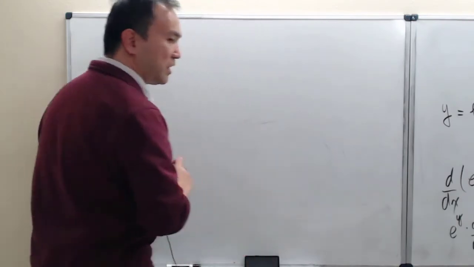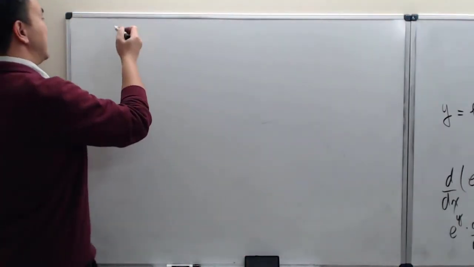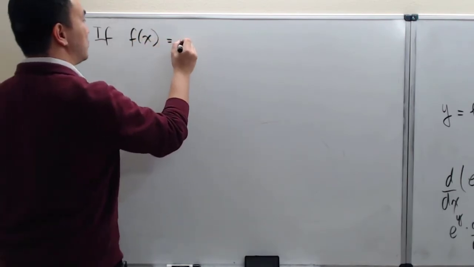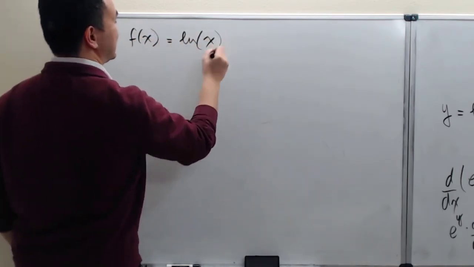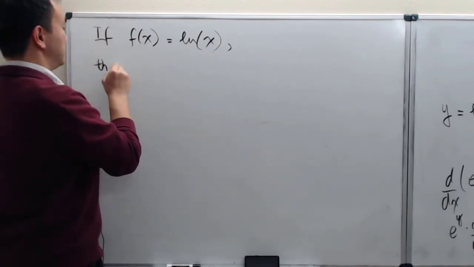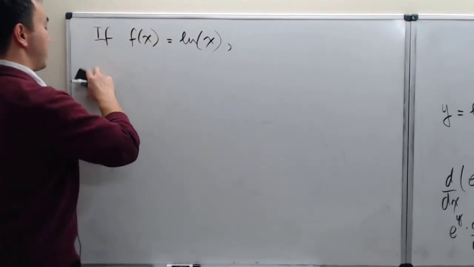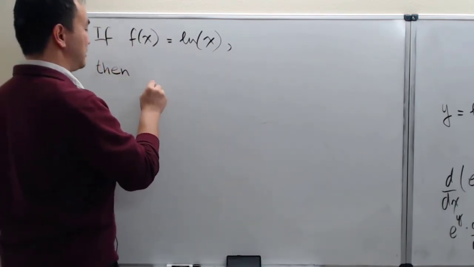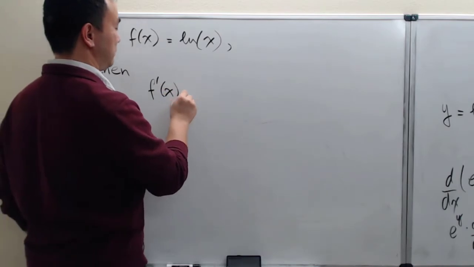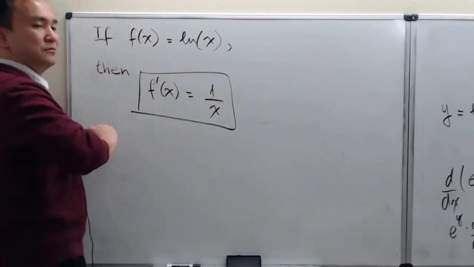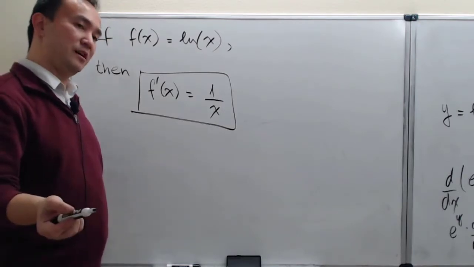All right, so what have we learned here? If our function, formally speaking, f of x equals natural log of x, then our f prime here is simply going to be 1 over x. We made that discovery.